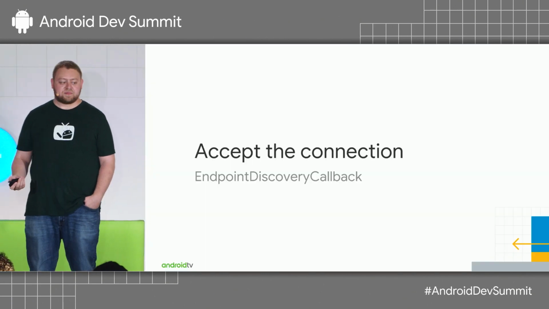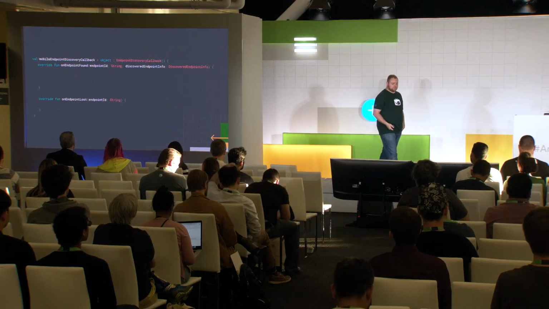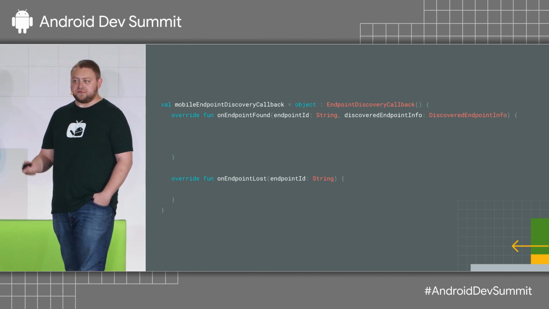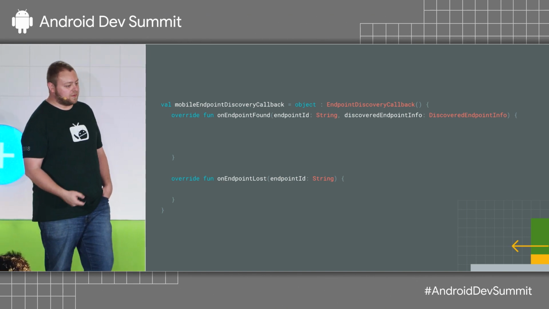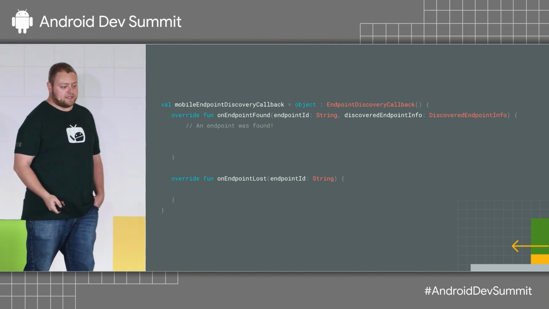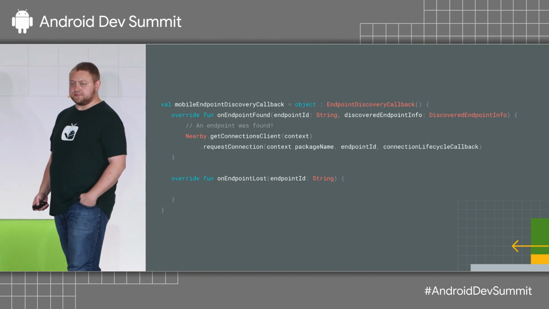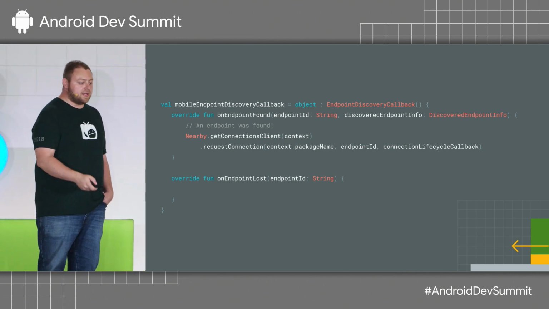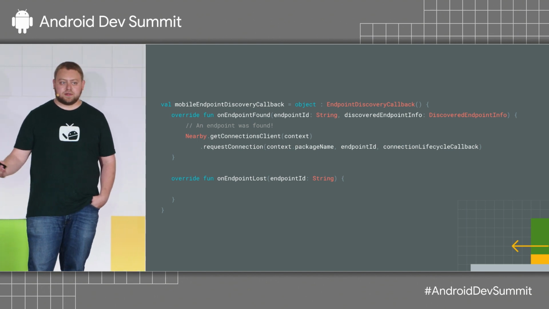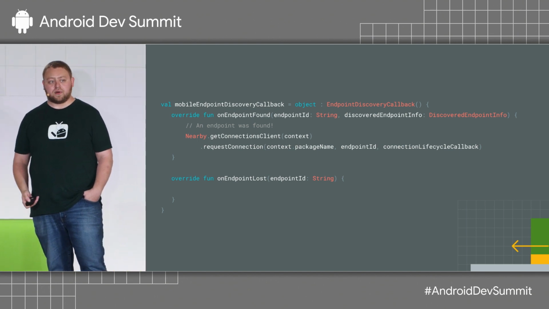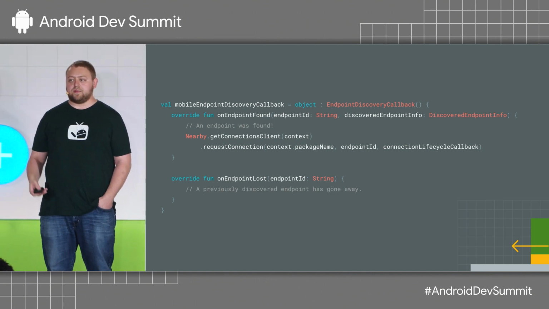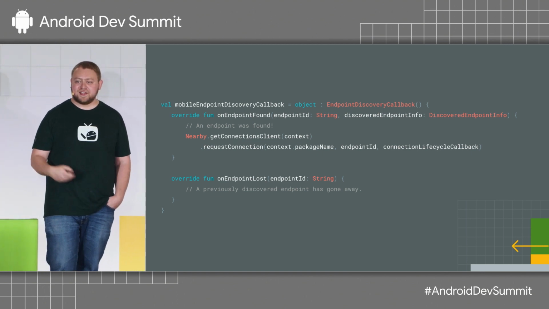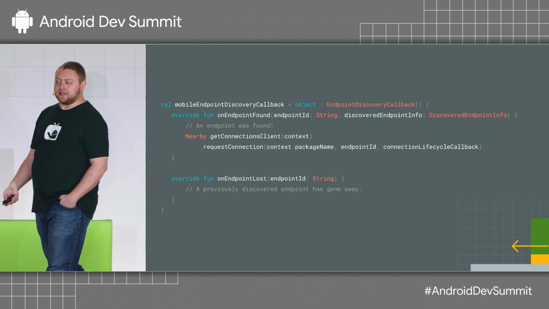So the second part, accept the connection. Really simple. You have that mobile endpoint discovery callback, and it has two methods. You either found an endpoint or you lost an endpoint. Pretty simple. If you find an endpoint, go ahead and request a connection. This will trigger the on-connection initialized on the TV that we saw earlier. If you lost an endpoint, maybe the user walked too far away from the TV and is now no longer nearby. Or maybe they gave up and just closed the app and said, forget it. Hopefully it's the first for you, not the second. You just clean up whatever metadata you had collected already.